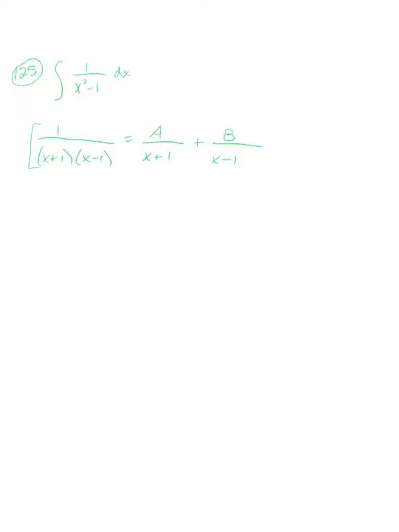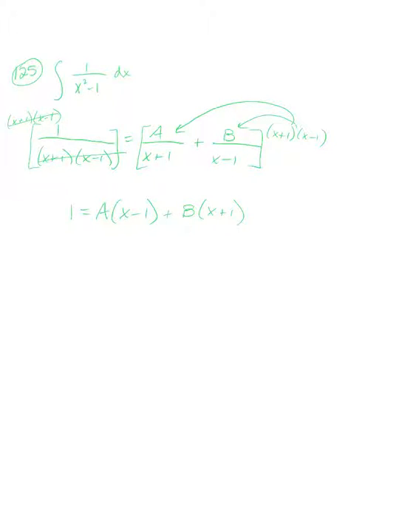So I'm going to multiply both sides of this equation by the common denominator, x plus 1, x minus 1. So on the left, my denominator completely cancels, and I just get 1. And on the right, when I distribute my common denominator to the a fraction, the x plus 1's cancel. So I have a times x minus 1. And then when I distribute to the b fraction, the x minus 1's cancel, and I have b times x plus 1.